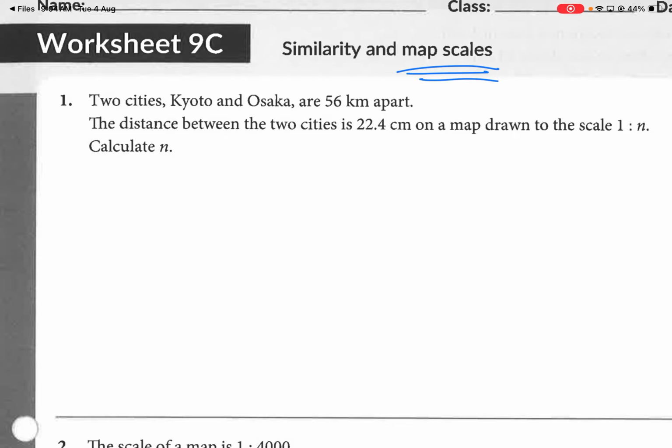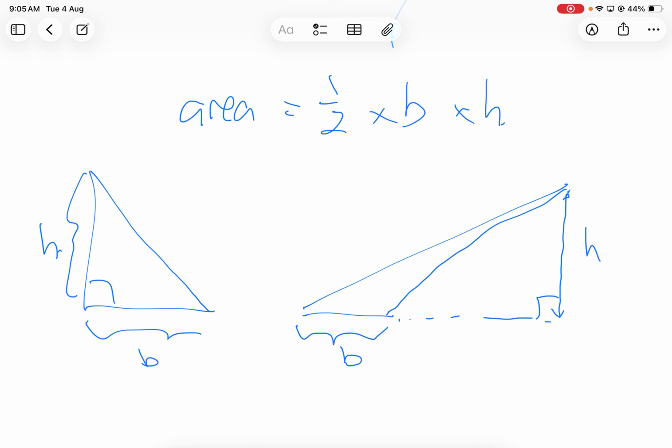Okay. What are map scales? You all should have also learned this in your geography. No? Not yet. Okay, then you learn in math first. Next time geography will become very easy for you. Okay. Have you all ever seen a map?